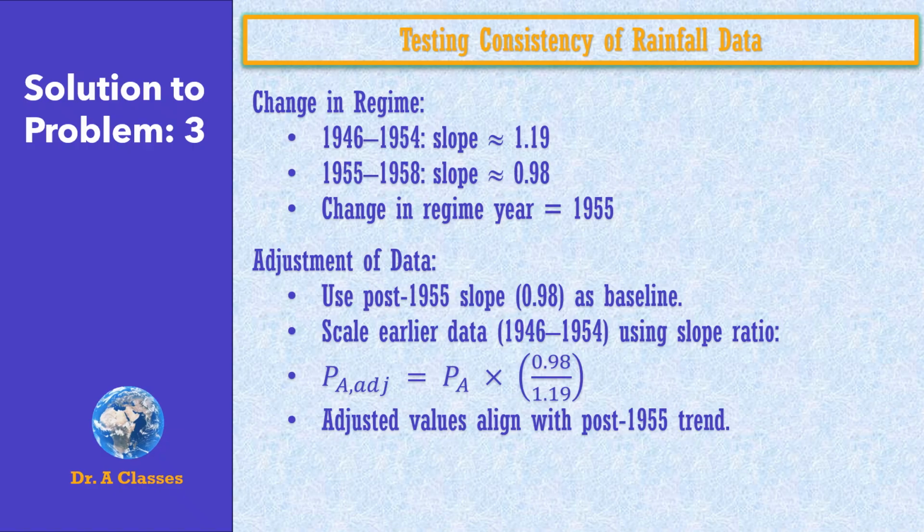P_A adjusted is equal to P_A times 0.98 by 1.19. Applying this correction brings the pre-1955 data in line with the later consistent trend. After adjustment, the double mass curve becomes a straight line, proving that the rainfall data are now homogeneous and reliable.